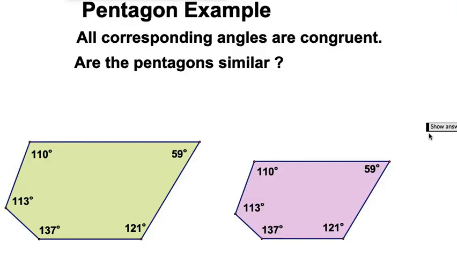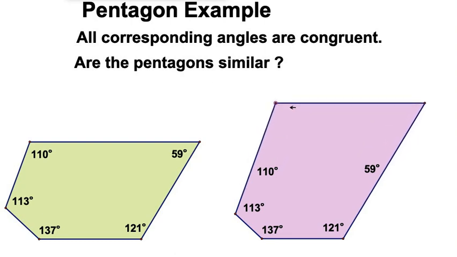Let's try this example. What do you think of this? I made these two shapes. They're pentagons. You can tell I love odd numbers. All these angles, 110, 50. What do you know? You've got five pairs of congruent angles. Similar? What do you think? No, they are not.